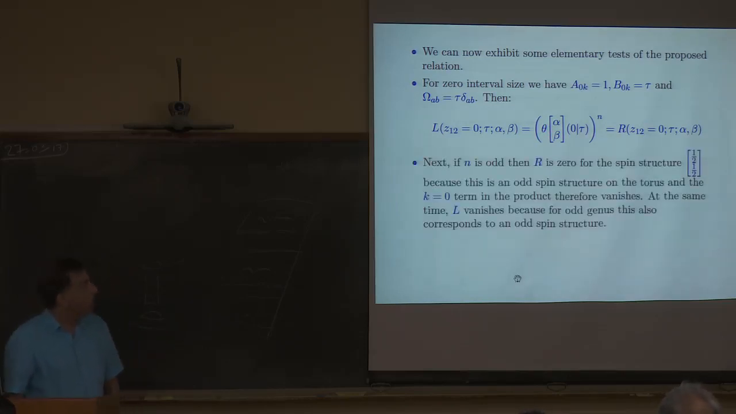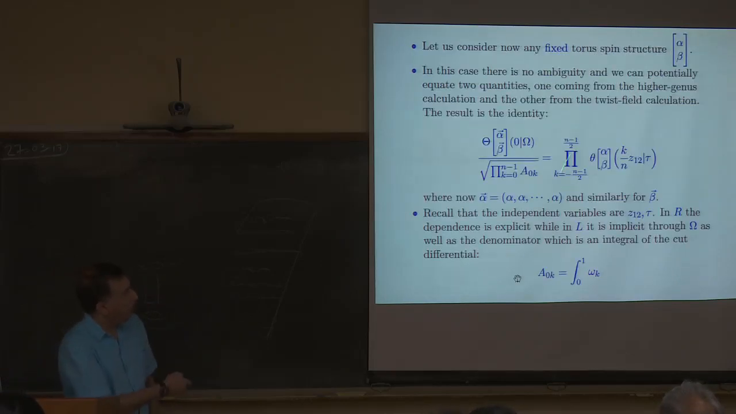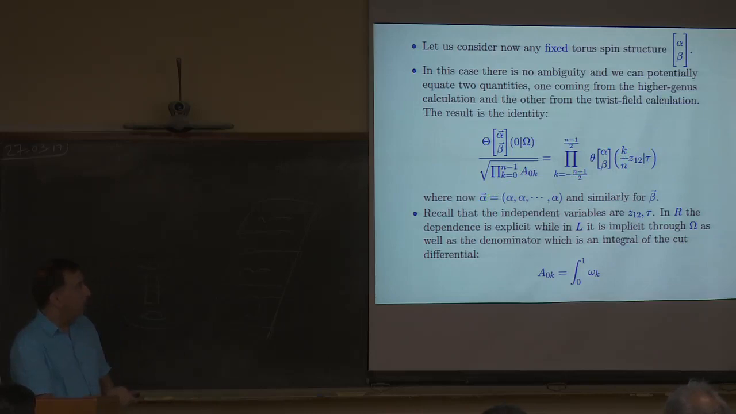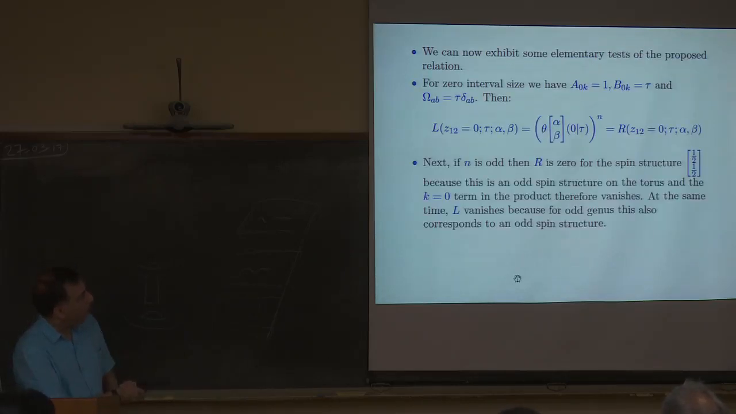Okay. Next, some cute things. If n is odd, the number of replicas is odd, and the spin structure is chosen half-half. Now we are choosing one spin structure at a time for this relation. Then of course, half-half is an odd spin structure on one torus. Now in this formula, we have this product, and if n is odd, then k equals 0 is included in this product. But if n is even, then it's not included. But we're taking n odd, so it's included, so then we get theta half-half of 0 as one factor, so the whole thing vanishes. Now, when n is odd, the spin structure half-half is periodic.